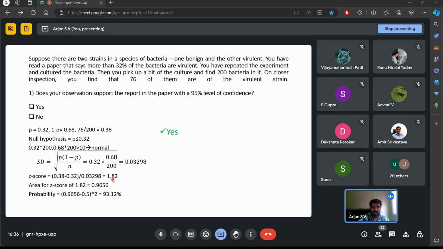Alternatively, this is a shortcut method. Through the long method, you can find the area using the Z table for a 1.82 Z score, and find the probability using the area under the Z curve, which will give you 93.12% probability.